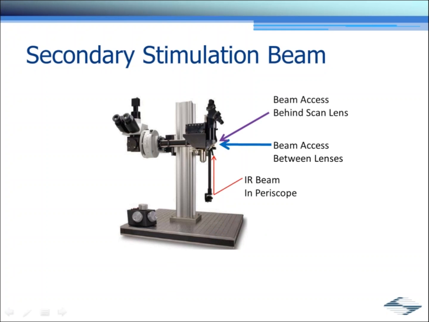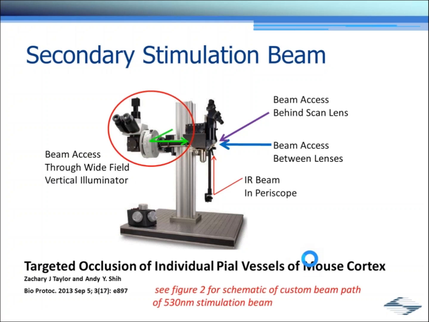However, you can also access the beam path behind the scan lens. So you can bring a beam in between the scanning mirrors, through the scan lens, and then on through the tube lens and into the objective as well. And then don't forget, we've got this whole wide field path over here, with the flexibility of all of the filter cubes and the wide field imaging path. We could also bring in a laser beam through that wide field path if we wanted to. And indeed, here's a group and a paper that publishes a very nice schematic of how they're bringing in a stimulation beam through the wide field path on our system.